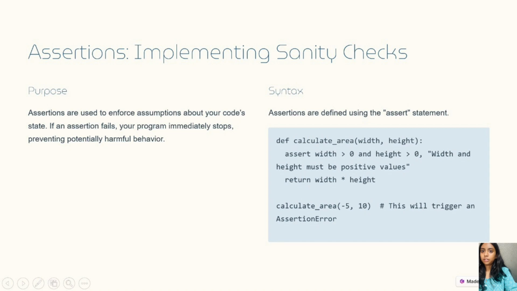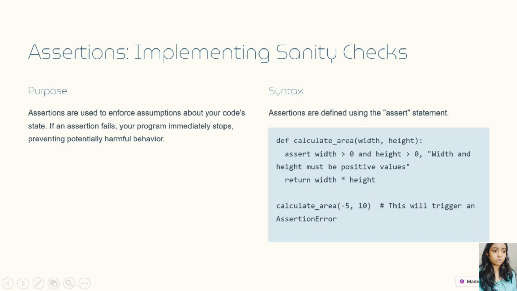Assertions, implementing sanity checks. Purpose of assertions. Assertions are used to enforce assumptions about your code's state. If an assertion fails, your program immediately stops, preventing potential harmful behavior. Assertions are defined using the assert statement. The syntax is as shown.